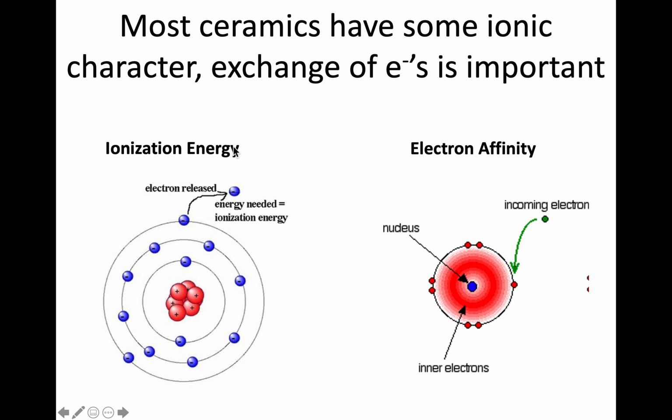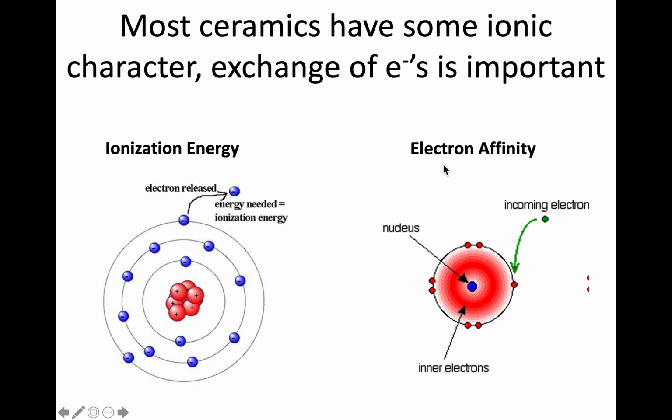So two terms that we're going to see a lot, if we're looking at exchange of electrons, is ionization energy, sometimes abbreviated as IE, and that's the energy that's needed to basically remove an electron from an element. So it's going to take some energy to rip off an electron from this element. So that's ionization energy. It creates an ion left behind.